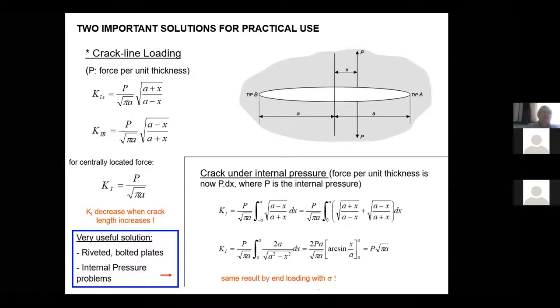Now, here are some other solutions for K. In the case of internal pressure, pressure vessels and internal pressure, we can use K like this or like that. And also for riveted or bolted plates, there are some expressions. So there are actually handbooks for stress intensity factors. Before the computer era, they were very thick books, literally, but now you can find them on the internet easily.